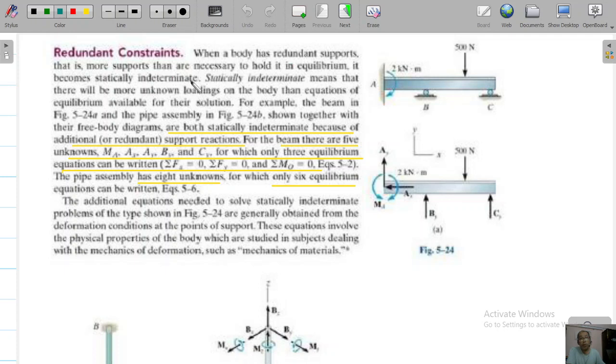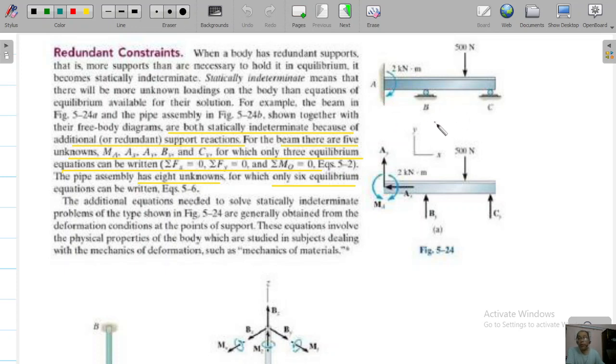What does it mean by more supports? For example, look at this cantilevered beam, which is fixed from one side, and there are two rollers over here. The fixed support will give you three reactions: AX, AY, and MA. But along with that, they have also provided two more reactions, BY over here and CY. So the total number of reactions the body now has is 3 plus 1 plus 1, which is 5.